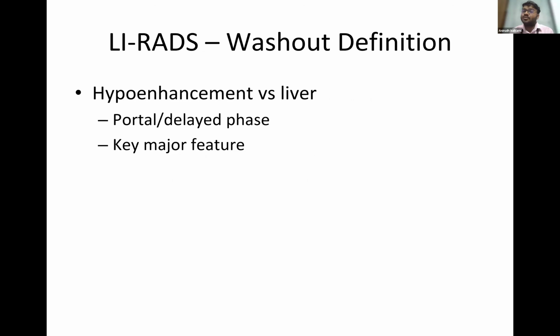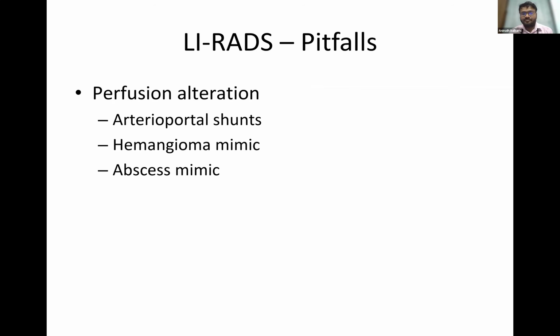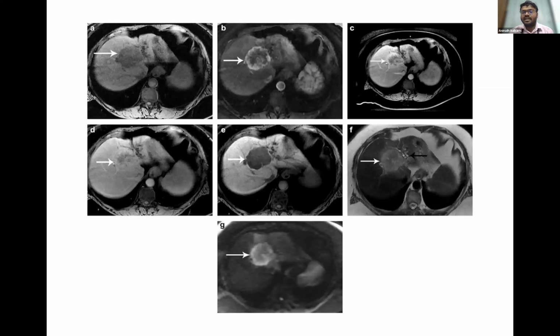So washout definition, how will you tell? You will not say, okay, in the artery it was hyperenhancing, HU was more, now in portal venous phase it is less enhancing. Not like that. We have to compare it with the liver. If it is hypoenhancing compared to the liver, then we call it washout. In arterial phase it was very bright, now in portal venous it is less bright, that is not washout. So LI-RADS pitfalls are arterioportal shunts, hemangioma mimics, and abscess mimics.